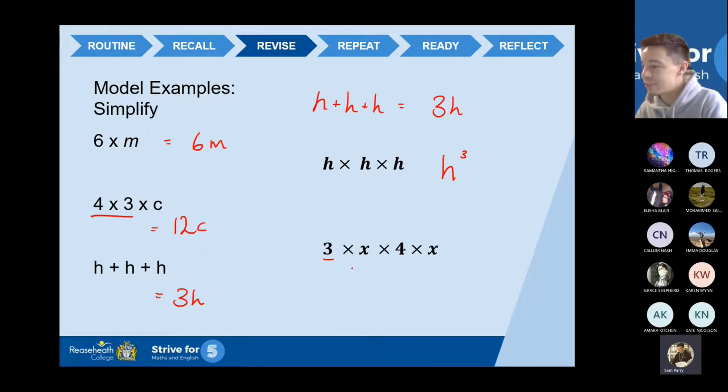And then we've got here 3 times 4. Remember, we're in a maths session, so we do the numbers first. 3 times 4 is 12. x times x is x squared.